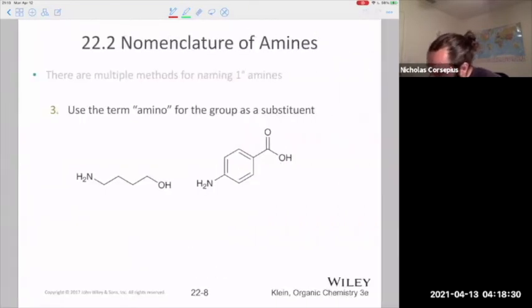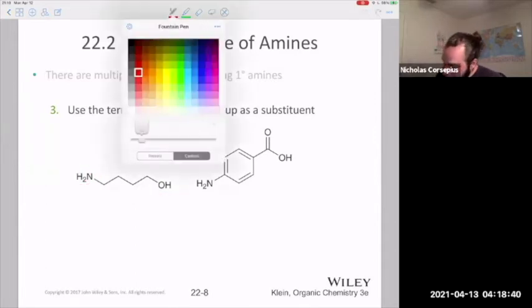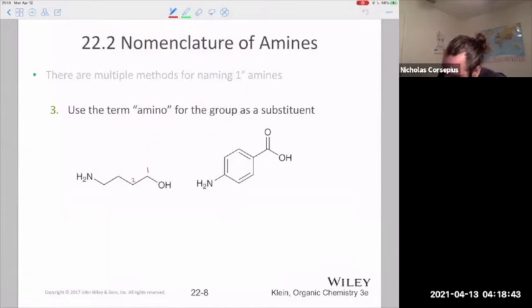So then if we had something like this, how do we go about naming it? Well, we have these two functional groups, an alcohol group and an amine group. The alcohol is the higher priority group. So how do we start numbering? We start numbering from the higher priority group. And so this would be 4-amino, right? Now it becomes a prefix, 1-butanol.